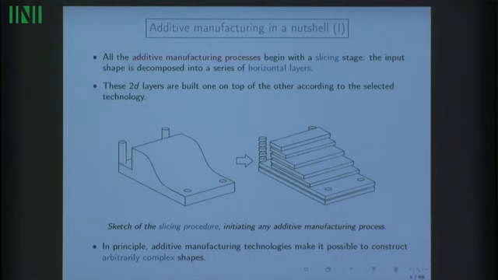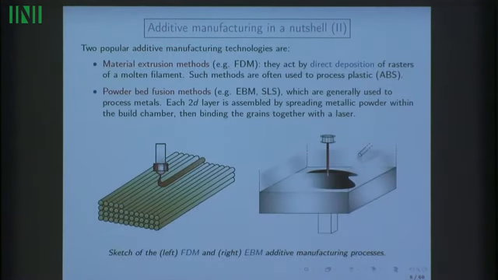meaning the part to be produced is given to a slicer which converts it into a series of 2D slices like this. These 2D slices are produced one on top of the other according to such or such additive manufacturing technology. All these technologies differ in the way they produce each individual slice. There are several techniques for producing each of these slices, depending on the material to be processed, the cost we want to spend on this, the time we want to spend on this, etc.